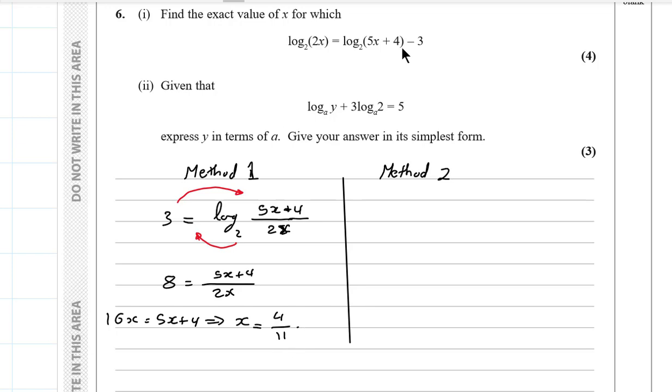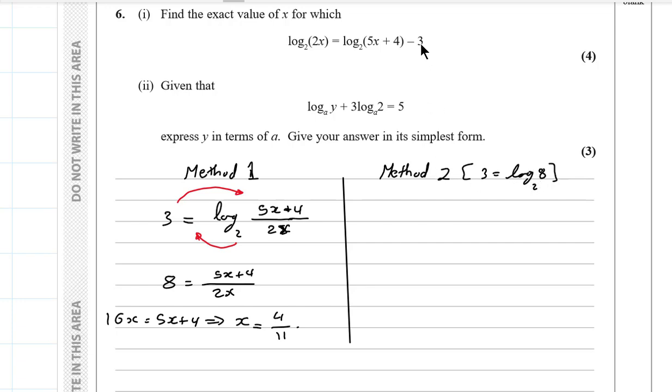The second method depends on rewriting 3 as a logarithm to the base 2. The idea here is 3 equals log of what to the base 2? According to the same logic, 2 power 3 is 8.